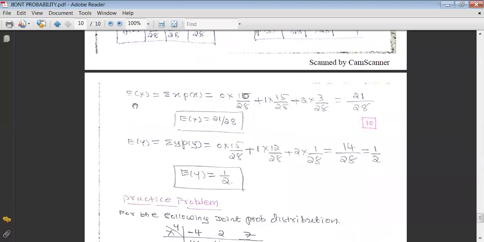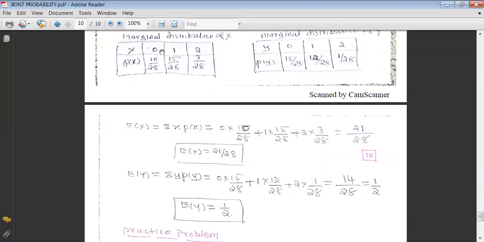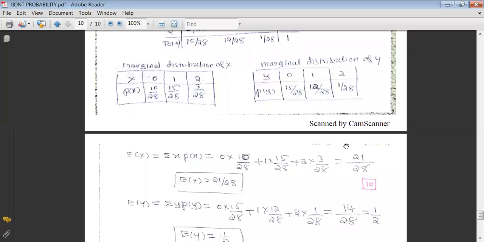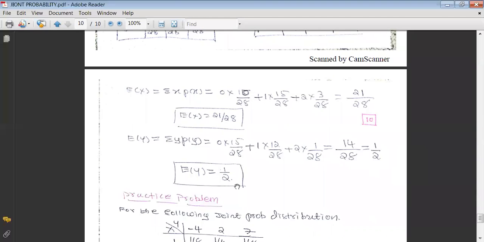Now they ask to find the expected value of x, that is the sum of x into p of x, that is this into this, this into this, and this into this. Its calculation leads to 21 by 28. And now the expected value of y is this into this plus this into this plus this into this. That results as 1 by 2. Now these are the requirements with respect to the given problem.